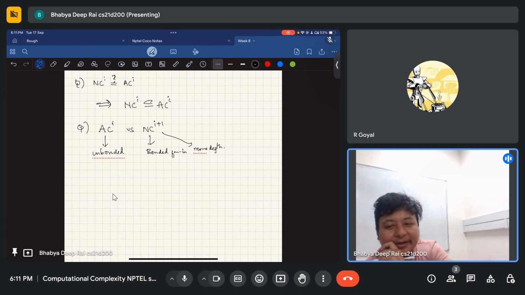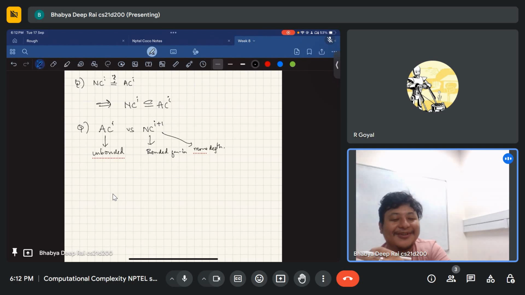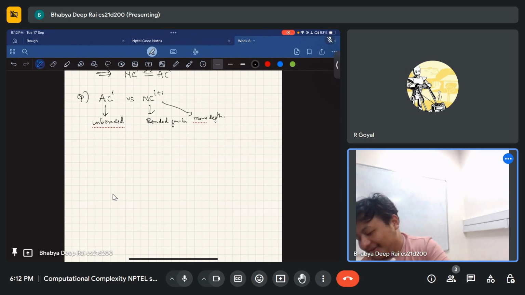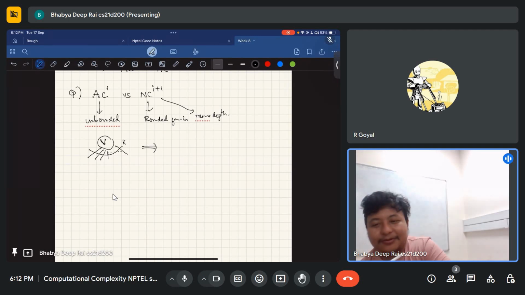So can we remove unboundedness at the cost of depth? We are allowed to give more depth, but can you remove unboundedness? That is the question. Here is a small exercise. If this is some k, this is an OR of k. Can you compute the same function, but you can add more gates, but you want the fan-in to be two.